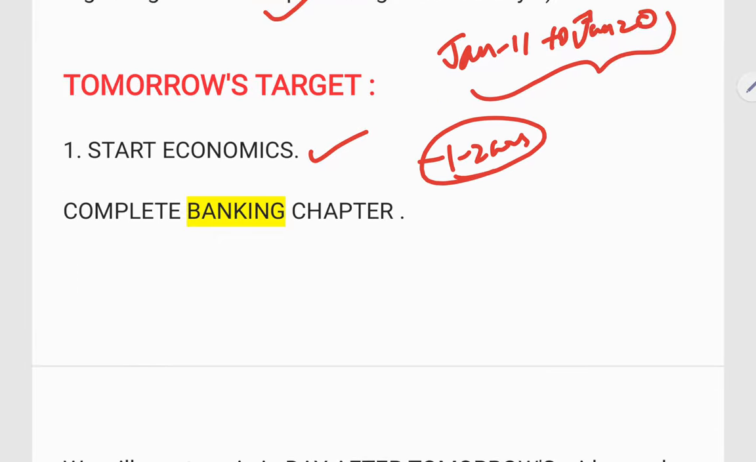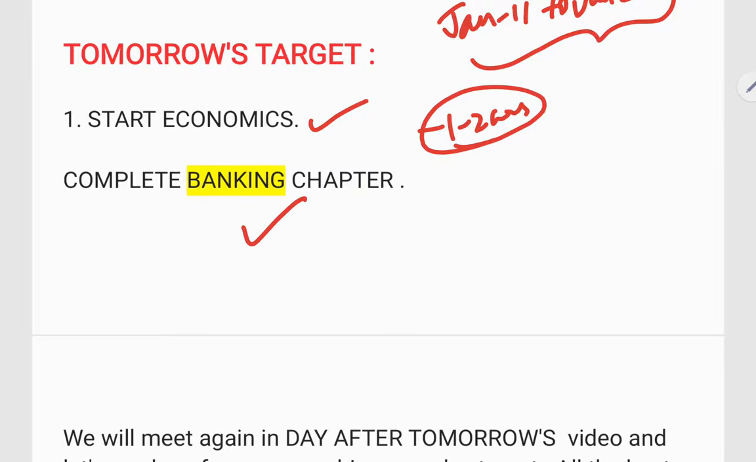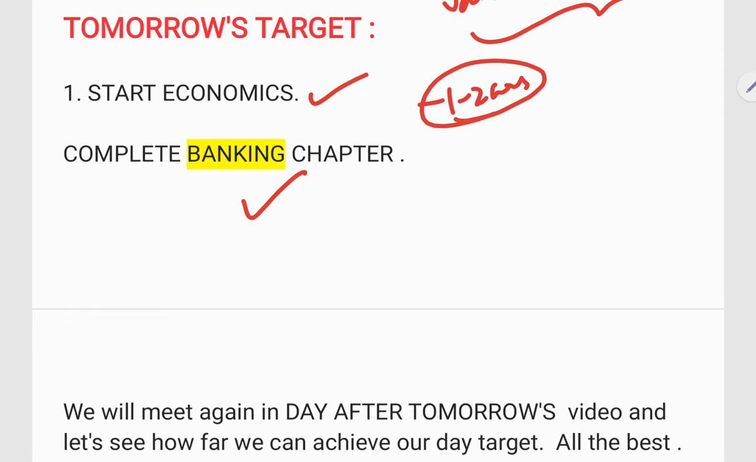Now then you start the banking chapter. The banking chapter is one such important area where you can expect 2 to 3 questions every year. So start the banking chapter. Try to complete it in one day. If not, you can take another day, but try to complete it in one day. That's the only target for tomorrow.